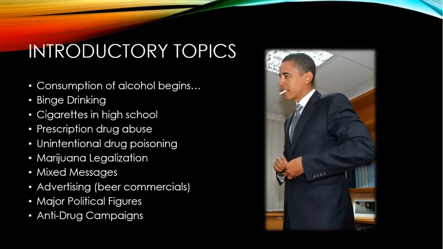Of course, major political figures have admitted smoking marijuana, but the federal government still considers it illegal, with a high potential for abuse and no federally accepted medical use. Currently, it's still in the same category as heroin.